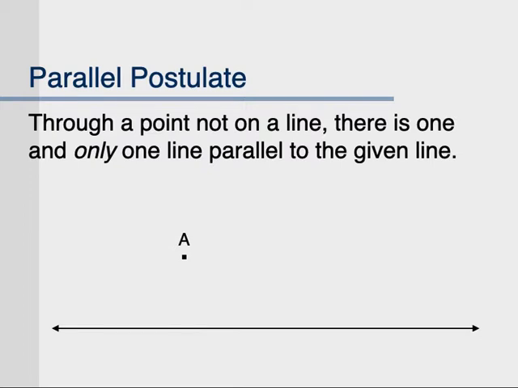That's a really fancy way of saying, if I want to draw a line through point A that's parallel to my original line, there's only one existing line that would be through point A and also parallel to the original line. There's not two lines, there's not three lines that fit the description, only one line fits a description of through point A and parallel to the original.